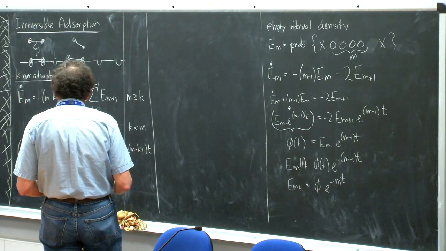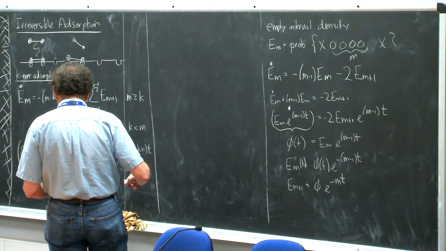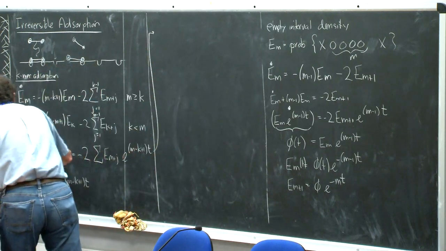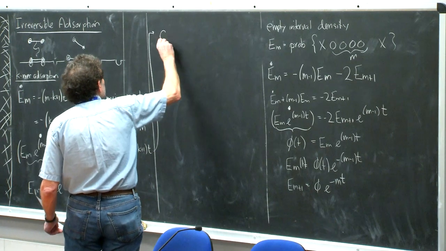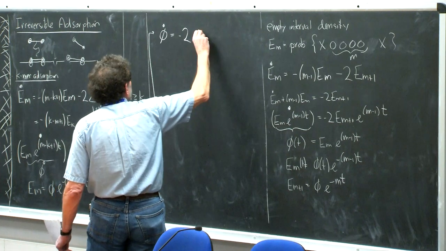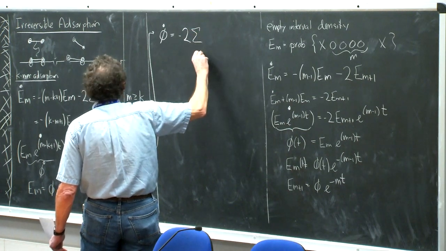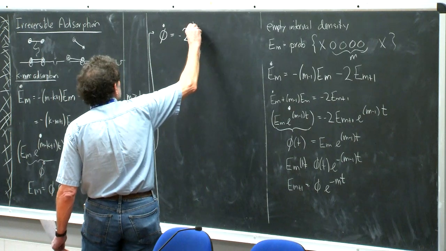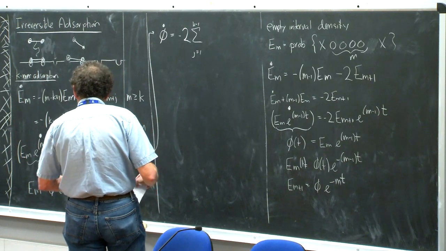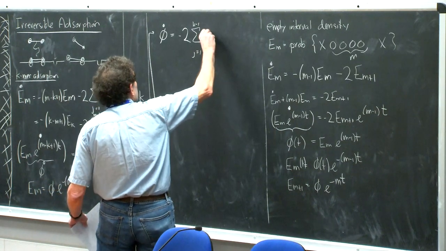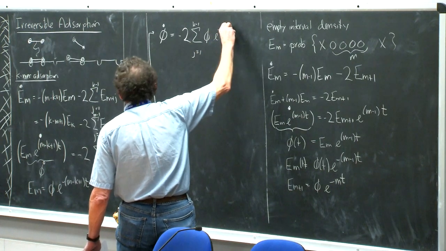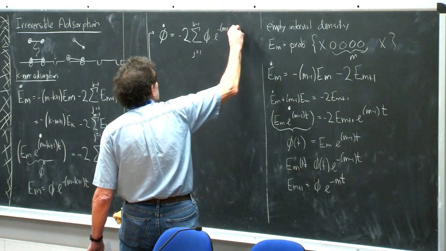Okay, so let's do something with this. So what we're going to have then is this equation. On the left-hand side, we have phi dot, and on the right-hand side, it is equal to minus 2 times a summation, j equals 1 to k minus 1, and then we have e to the m. I'm going to write e to the m plus j is just phi, and then it's going to be e to the minus m plus j minus k plus 1 t.